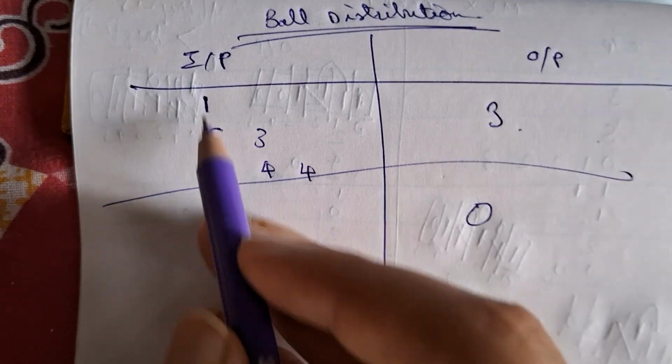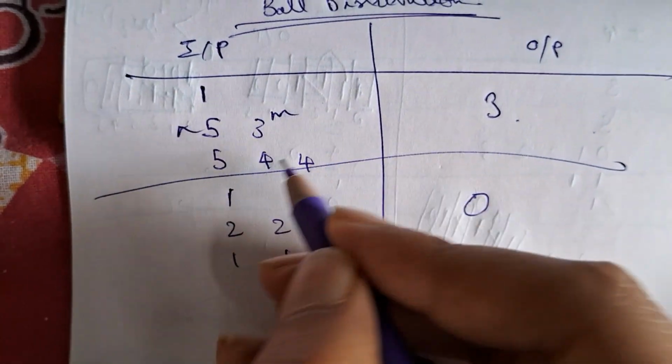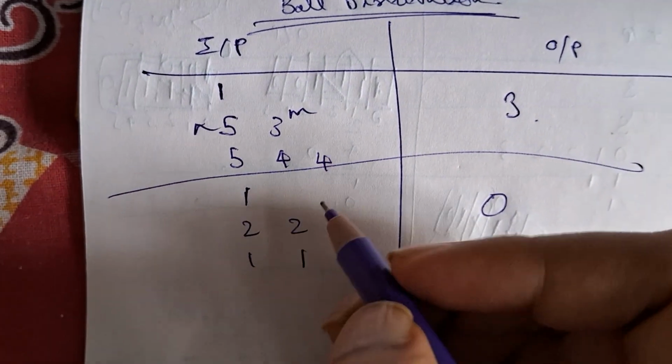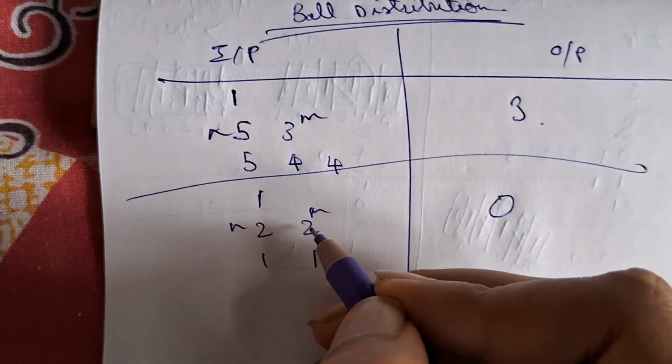So the problem was very simple. This is the number of test cases, and you are given two numbers. One is n, and the other is m, and an array of size m. Similarly, n, m, and an array of size m.